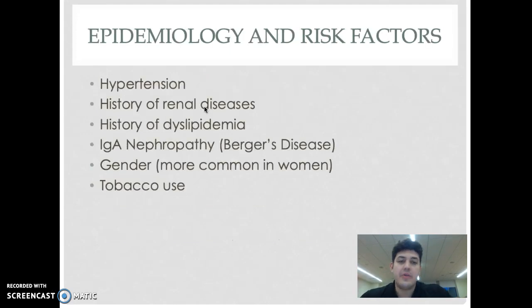So the epidemiology and risk factors for this disease are hypertension, history of renal diseases, history of dyslipidemia, IgA nephropathy, Buerger's disease, gender, it's more common in women than men, and tobacco use. IgA nephropathy is when an antibody called immunoglobulin A gets lodged in the glomeruli, and it inflames it, letting the same things seep through and damage your nephrons.